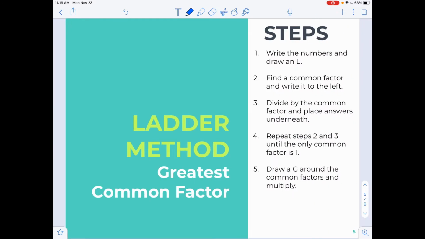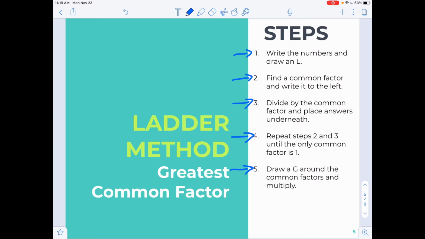We're going to use the ladder method to find the greatest common factor, and it has 5 steps. The first step is to write the numbers and draw an L. The second step is to find a common factor and write it to the left. The third step is to divide by a common factor and place answers underneath. We repeat steps 2 and 3 until the only common factor is 1. We then draw a G around the common factors and multiply.